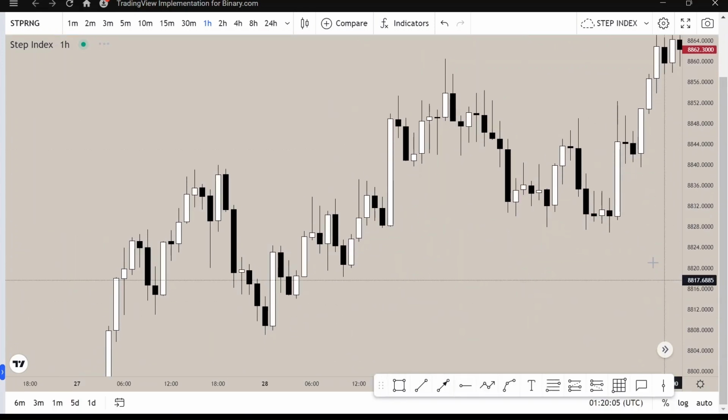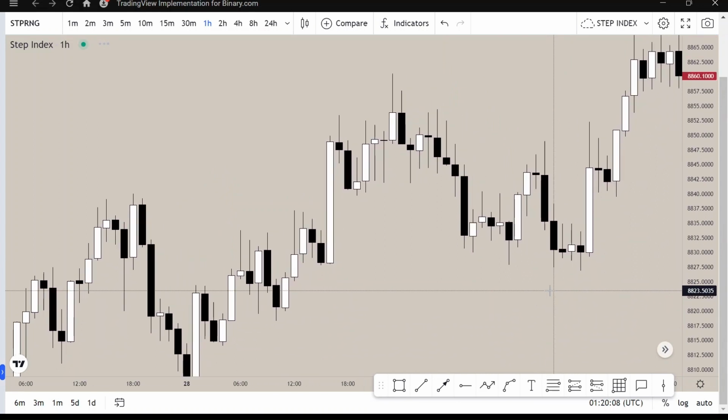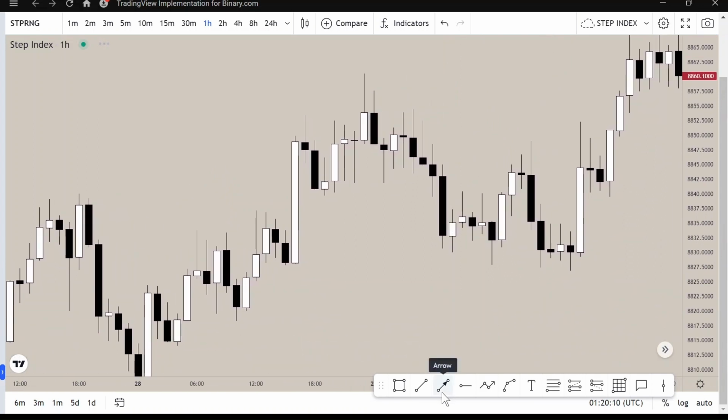So let's look at this one here. We have a current pattern here. As you can see, we have the manipulation here, and we have the breakup structure to the downside here.